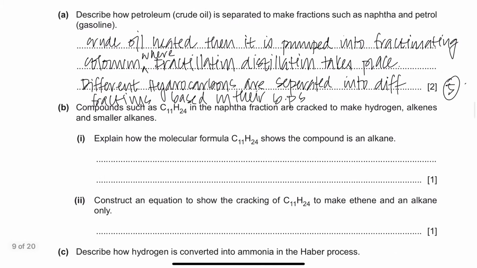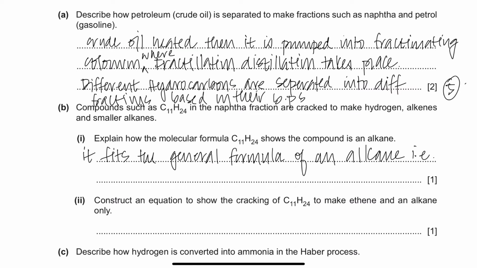Good. Now, compounds such as C11H24 in the naphtha fraction are cracked to make hydrogen, alkenes and smaller alkanes. Explain how the molecular formula C11H24 shows the compound is an alkane. How will it show that the compound is an alkane? Because it fits the general formula of an alkane, that is CnH2n plus 2, where n is the number of carbons.